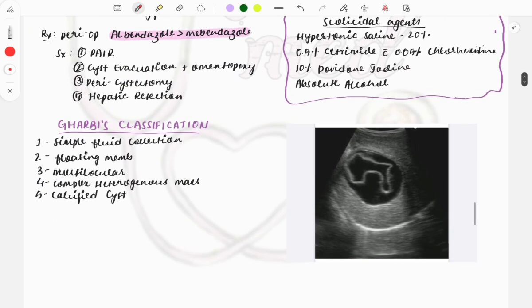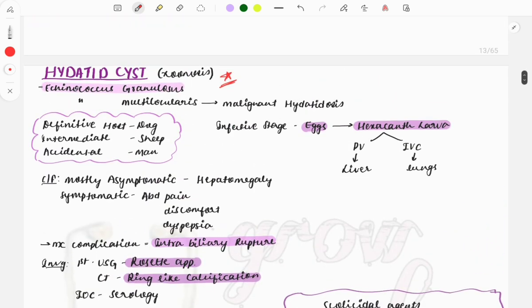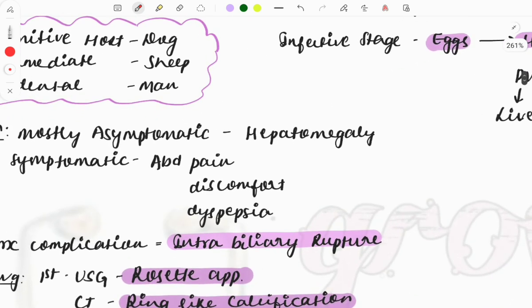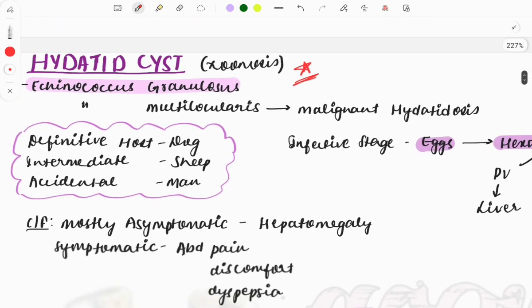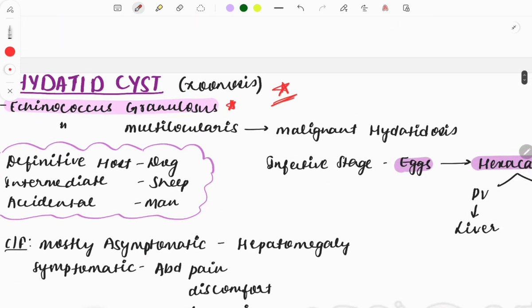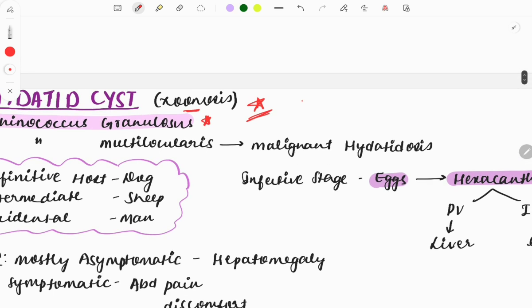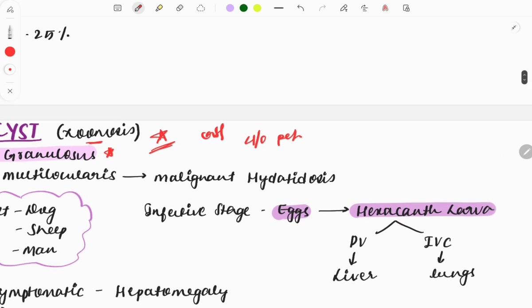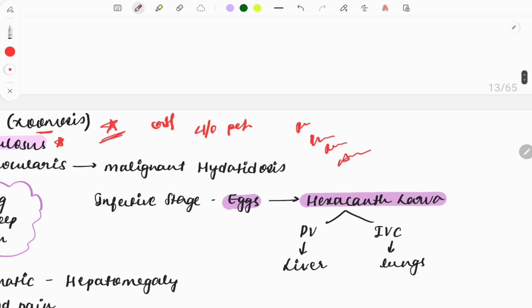Okay, then hydatid cyst. You just cannot miss any point of this hydatid cyst because it is a very important and famous question asked in the FMG. Okay, so this is the causative organism, Echinococcus granulosus, and as it is a zoonosis, it is spread from cats or dogs. So look at the history of any pet animal given in the patient.